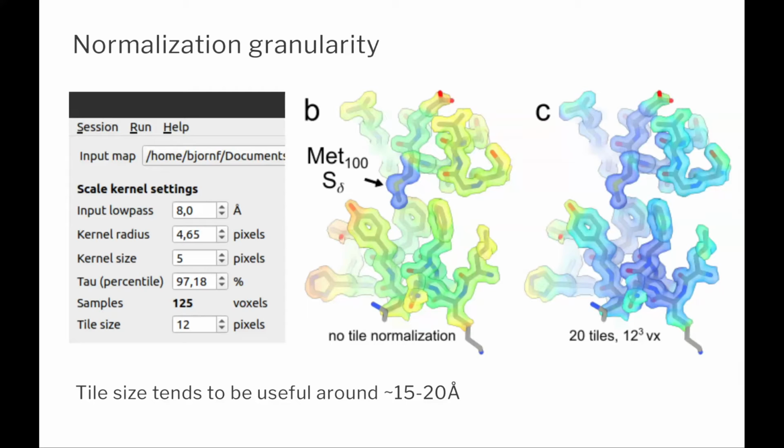And this is really crucial if you have, for instance, iron sulfur clusters or high mass atoms or ions, magnesiums, this kind of thing that dominates the scattering profile in your map.